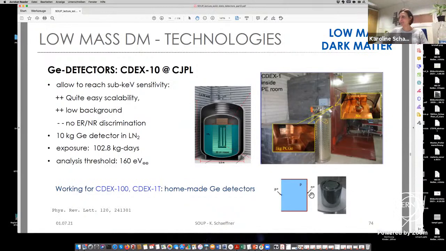And what is nice about this technology is, of course, that you can scale it up. Background is quite low because this material you can get very clean. The only disadvantage is that you have a single channel detector again, where you cannot discriminate between nuclear recoils and electron scatterings. Here you see a sketch of their setup. This was CDEX-1, so I didn't find anything on CDEX-10. I presume it's the same, just they put not only 1 crystal, but 10 of those. And they arrive at very good energy thresholds now. They're also working on the upgrade, increasing the mass to CDEX-100 and then 1 ton.